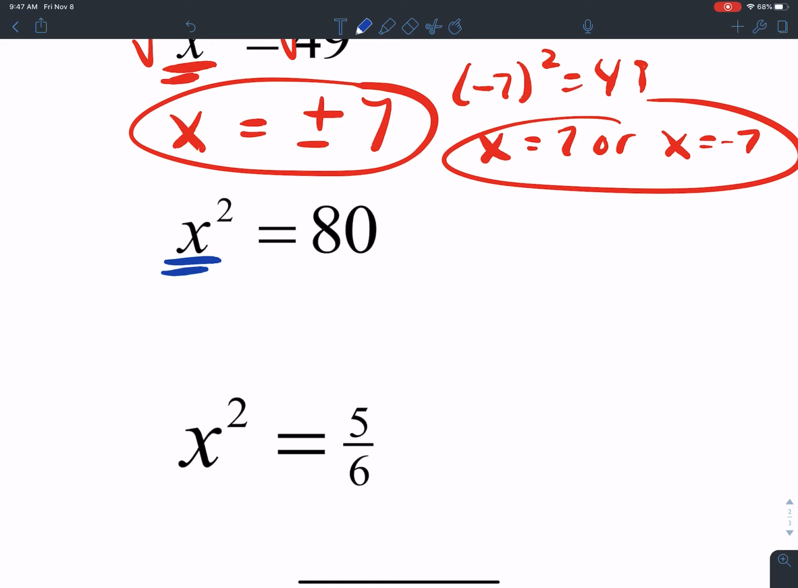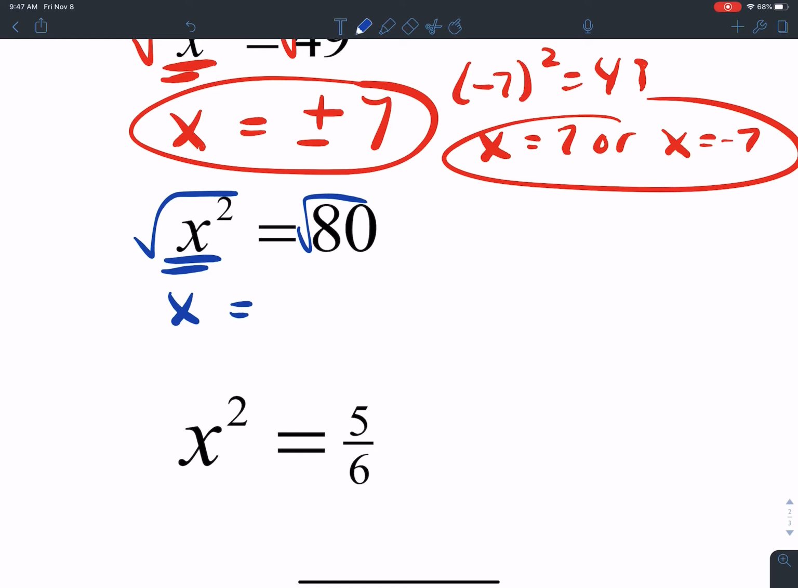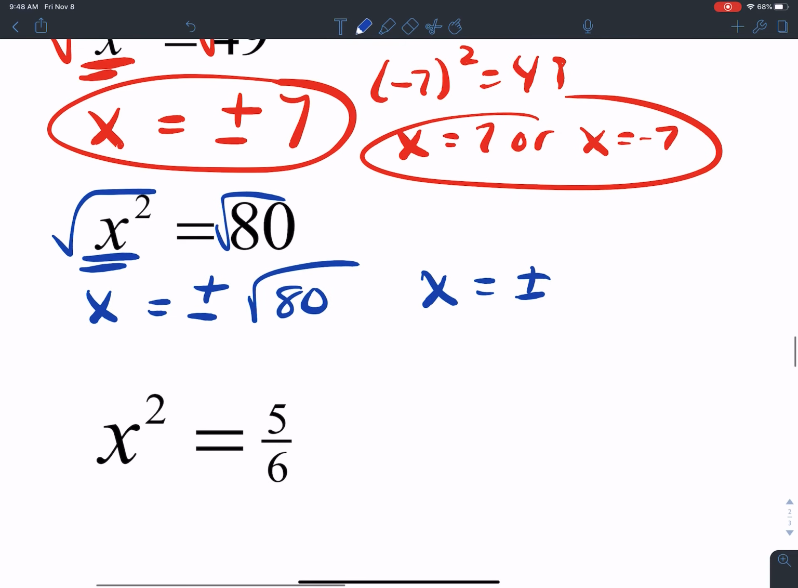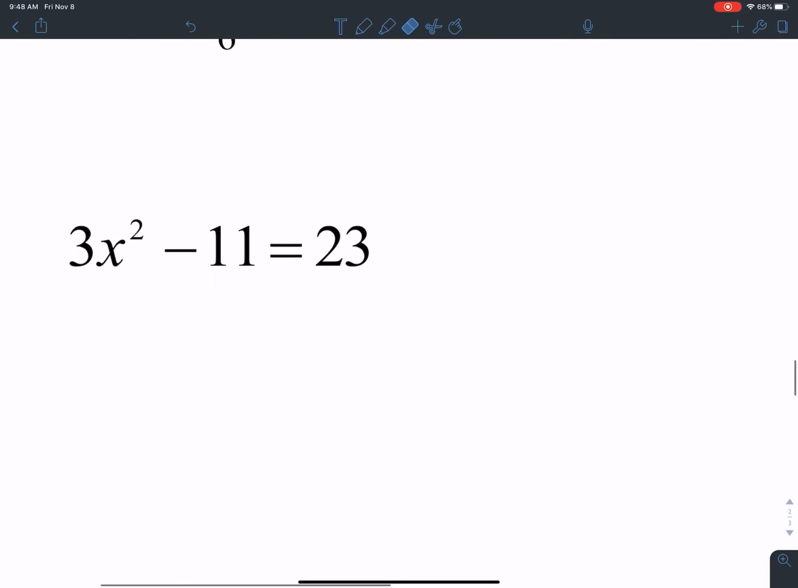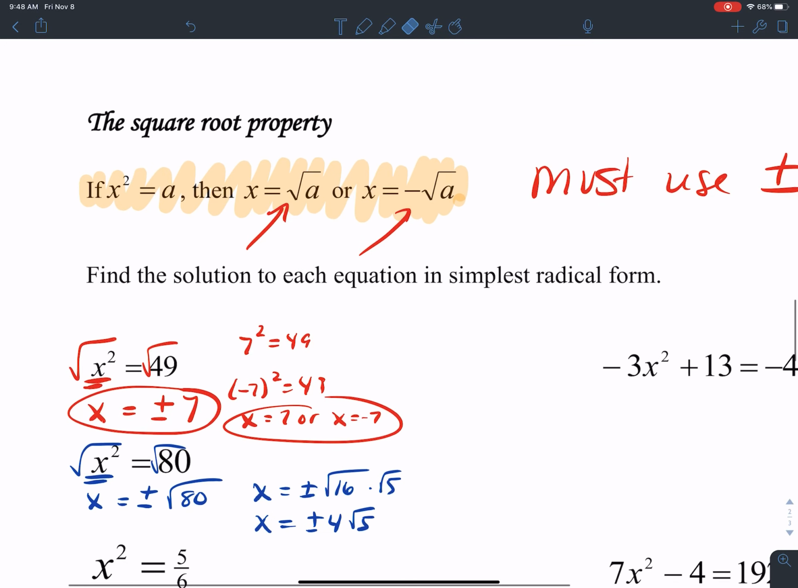So if I want to undo this square, I use the square root. And whenever I undo a square with the square root, I don't know if it was a positive or a negative version that was originally squared, so I have to introduce that. And then we understand we always have to simplify our answers. So to simplify the square root of 80, I know that 80 is 16 times 5. So that our final x value would be plus or minus 4 root 5.